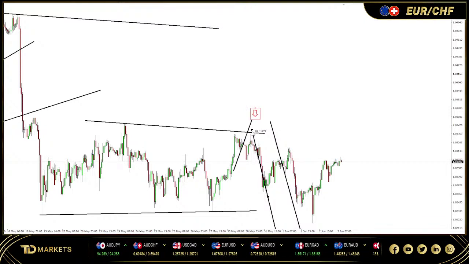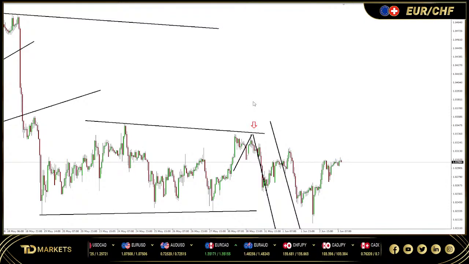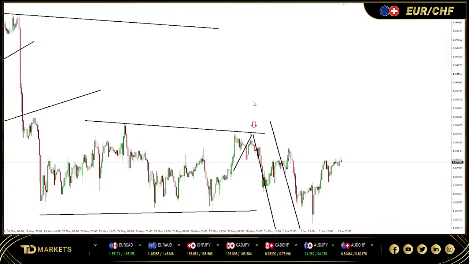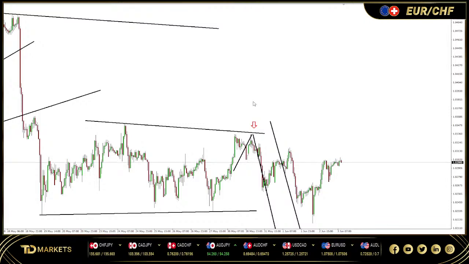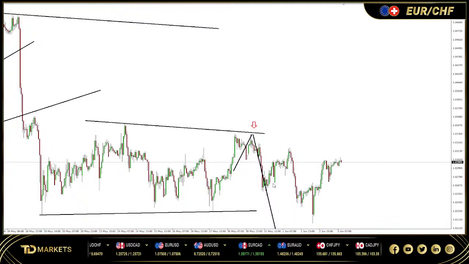So Euro Swiss gave us those movements according to the structure, and then it went all the way down. At the same time, the way the market has been going down is not impulsive, which makes this whole structure quite complex. So there are different possibilities of how the market will complete this formation and will drop.